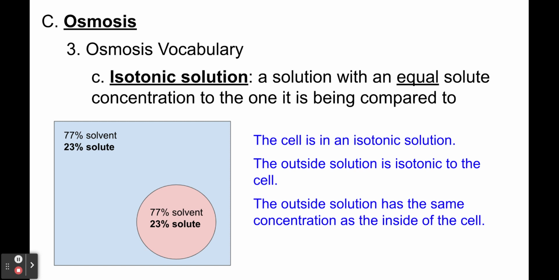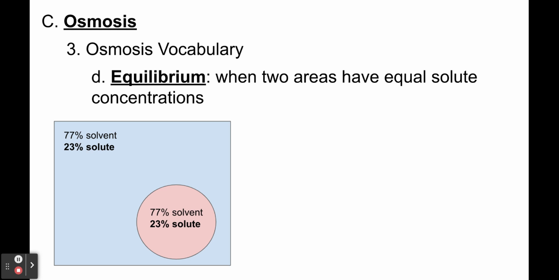One last vocabulary term in this section, lowercase d, equilibrium. Equilibrium is another way of describing a cell that's in an isotonic solution. Equilibrium is when two areas have equal solute concentrations. So here I would say the cell and outside solution are in equilibrium. And here's why equilibrium matters. Osmosis will happen until cells are in equilibrium with their surroundings. Let me show you what I mean.